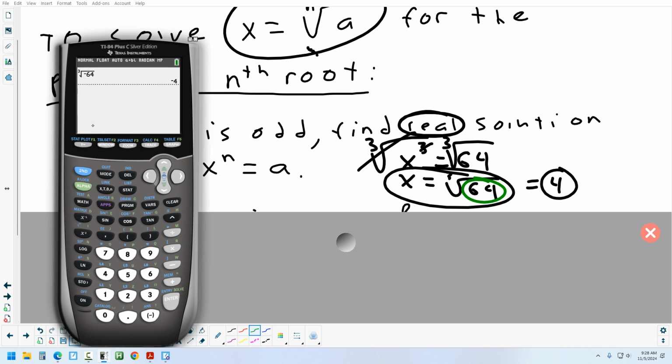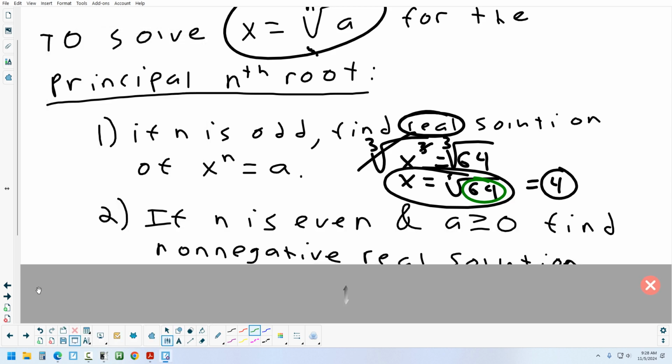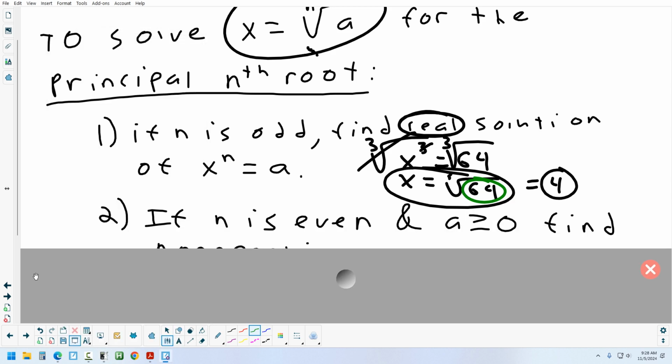But with even roots, let's try to do a square root of -8. Well, if I try to do it and stick with the real number system, which is what we're doing, it tells me that you get a non-real answer. So when you are dealing with any kind of even root, square root, fourth root, sixth root, the number under the radical sign has to be greater than or equal to 0.